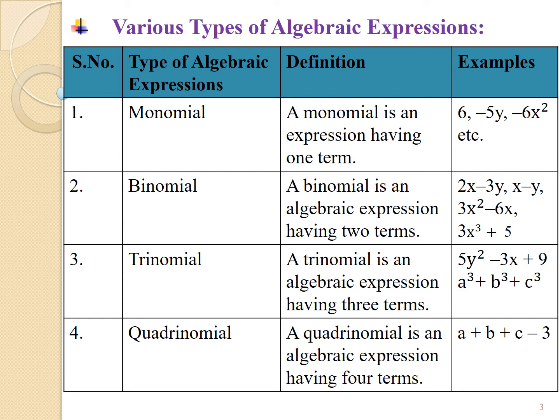Polynomials: an expression having one or more than one term is called a polynomial. For example, 2a minus 3b, x plus y minus 3yz plus b squared minus 6y squared, etc. are called polynomials. Thus, a monomial, a binomial, a trinomial and a quadrinomial are all polynomials. Students, note that the words mono, bi, tri and poly mean one, two, three and many.